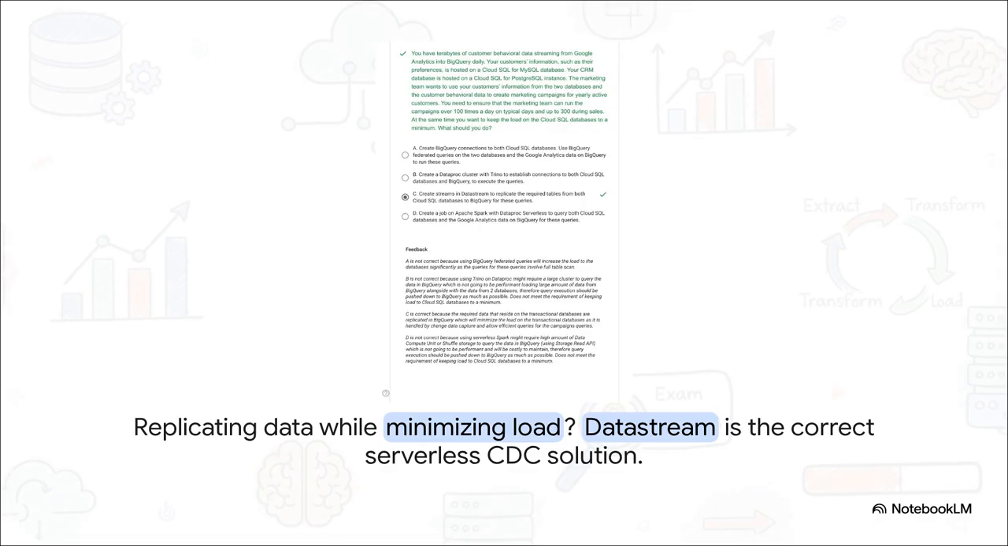And look, here's that CDC pattern we were just talking about. The scenario is about getting data from Cloud SQL to BigQuery. But the key phrase, the thing that tells you the answer, is keep the load on the Cloud SQL databases to a minimum. That immediately rules out things like federated queries, which can really hammer the source database. Datastream is the perfect fit. It's serverless CDC with minimal impact.